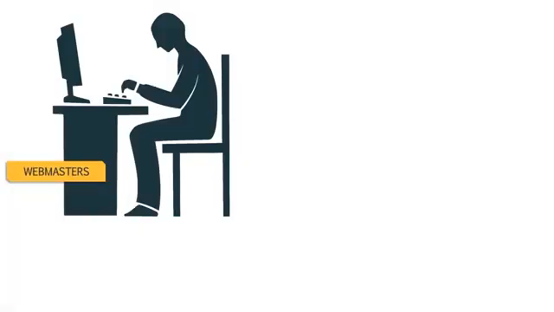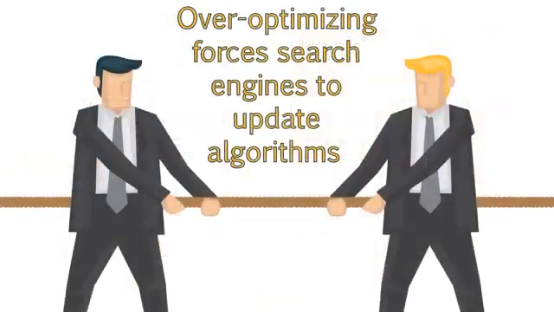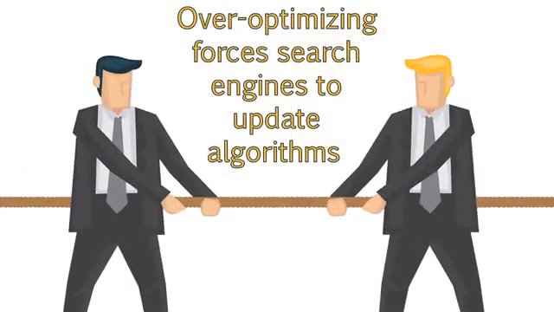Part of why algorithms evolve so frequently is due to webmasters manipulating the algorithm to obtain a high rank for a page which isn't relevant. This is part of what gives SEOs a bad name. As SEOs uncover more about the algorithm, some people over-optimize for these factors. This causes search engines to have to adjust their algorithms to account for these spammy tactics.